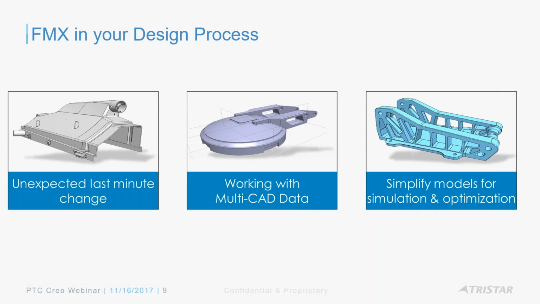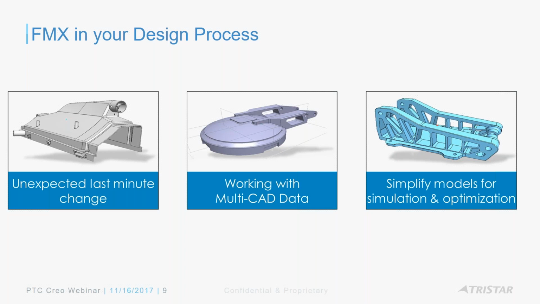And as always with multi-CAD data, right? You may be working with supplier data, or you may have data that you imported from a different business unit that's using a different CAD system. And once it's inside of Creo, you would like to make a change to that. You don't have the feature tree, obviously, for that particular model, but you can still make a change using FMX, because we don't really care about the source of the CAD file. All we need is geometry, right?